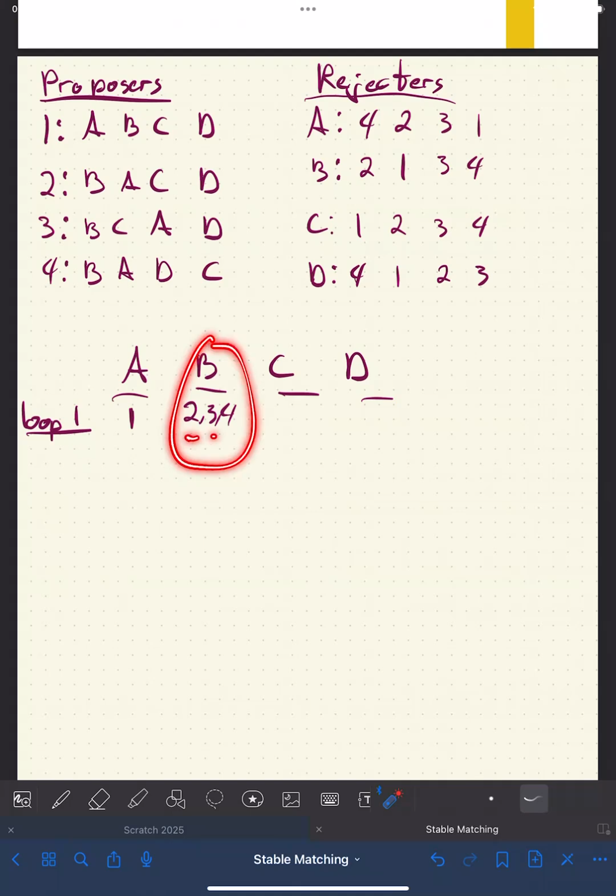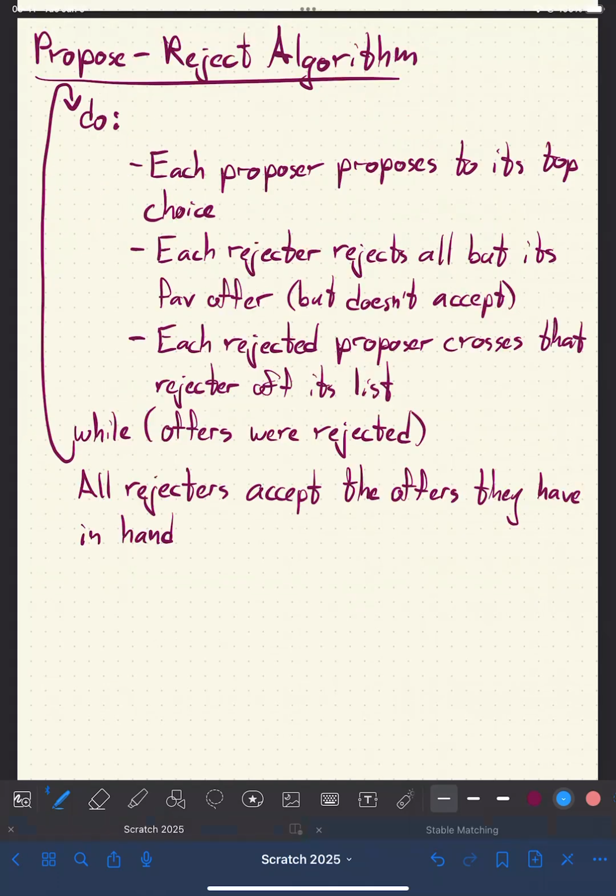B has 2, 3, and 4 though. So B is going to cross off everyone other than its top choice, which if we look here, its top choice is 2. So it's going to cross off 3 and 4. So let's go ahead and do that. 3 and 4 are gone. Let me do a different color. 3 and 4 are gone. Done.